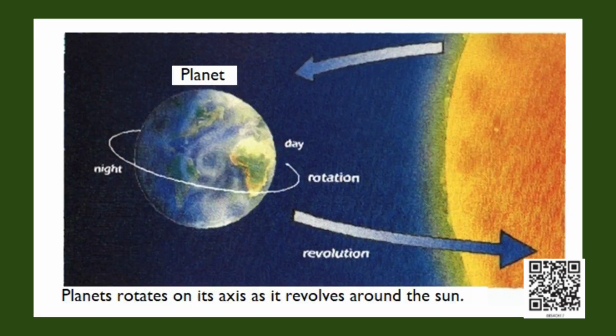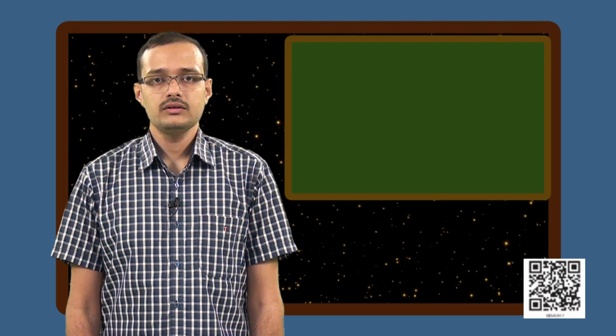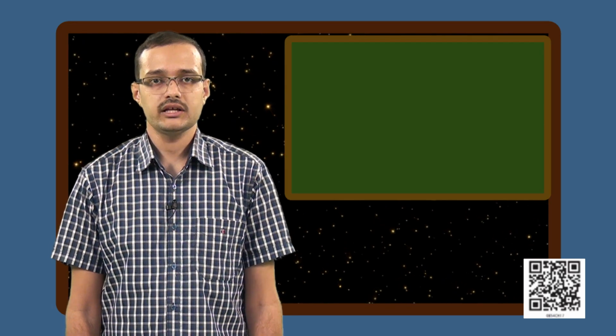Planets also rotate about their own axis, and this rotation causes the days and nights on those planets. Different planets in fact rotate with different speeds, and hence the days and nights are of different lengths on different planets. We will now look at these planets one by one.